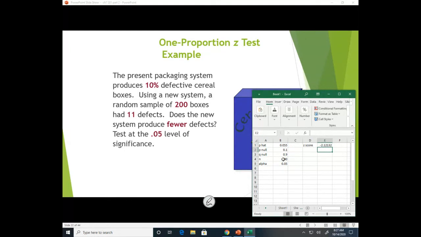Now we need to compare to our critical range. To get a one-tailed or two-tailed test, we need to use our norm inverse function.